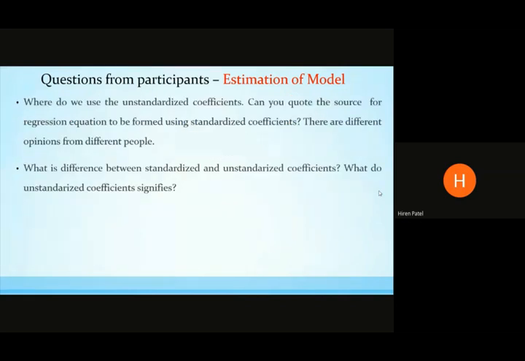Moving further, where do we use unstandardized coefficient? Can we code the sources for regression equations to be formed with standardized coefficient? And there are different opinions from different people. Yeah, I completely agree with the kind of opinions that have been spread across different people about the use of coefficients, be it the standardized or unstandardized.